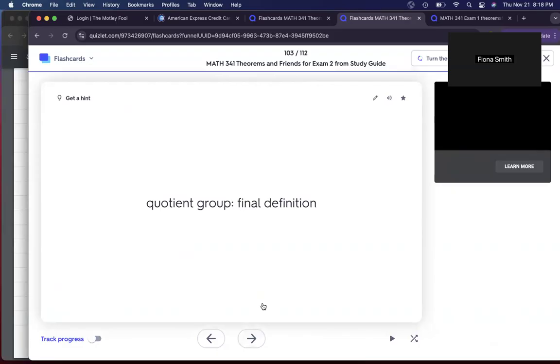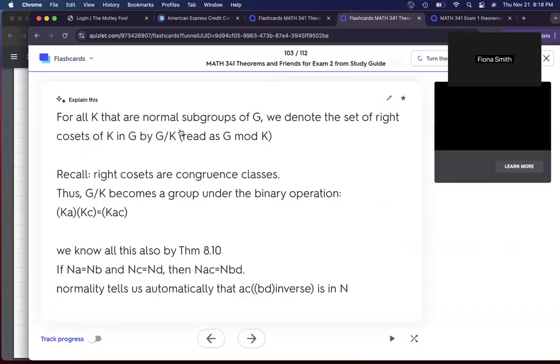Defining this one more time, I think: for all K that are normal subgroups of G, we denote the set of right cosets of K in G by G mod K. Recall that right cosets are congruence classes. This is what I'm talking about, that the quotient group is a set of sets, because a congruence class is basically a set of equivalent elements. So right cosets are congruence classes, thus G mod K becomes a group under the binary operation that we just defined in the last slide: Ka times Kc equals Kac, or in additive notation, K plus a plus K plus c equals K plus a plus c. We know all this also by Theorem 8.10: if Na equals Nb and Nc equals Nd, then Nac equals Nbd. Normality tells us automatically that ac(bd) inverse is in N.